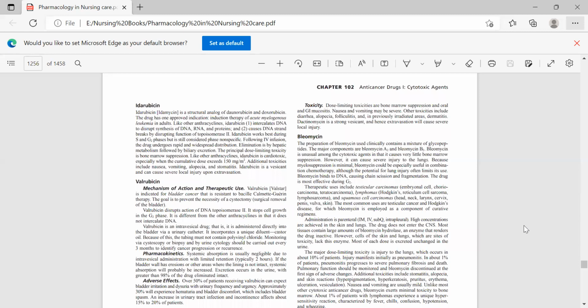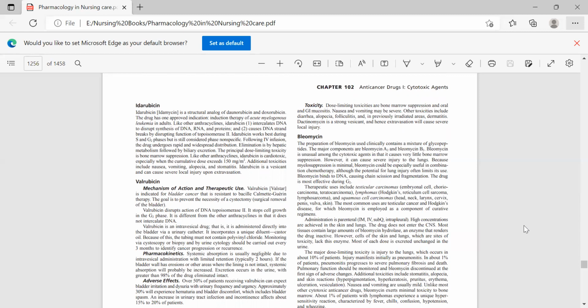Idarubicin is a structural analog of daunorubicin and doxorubicin. This drug has only one approved indication, that is acute myelogenous leukemia in adults, that is AML in adults. Same as other anthracyclines, that is doxorubicin, daunorubicin, and epirubicin.